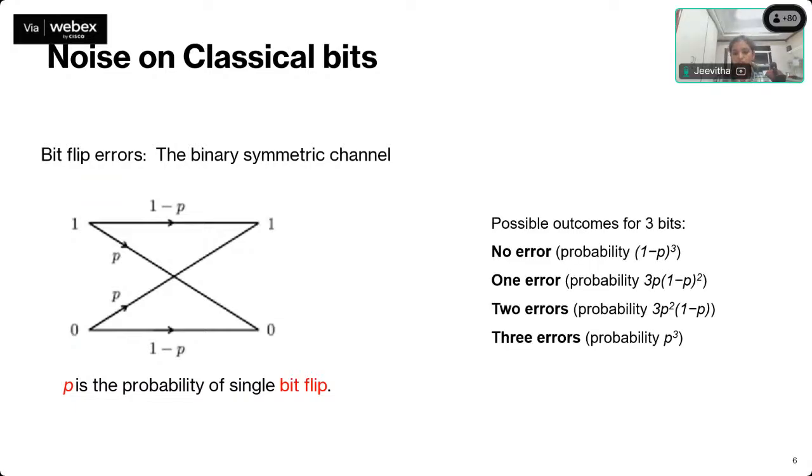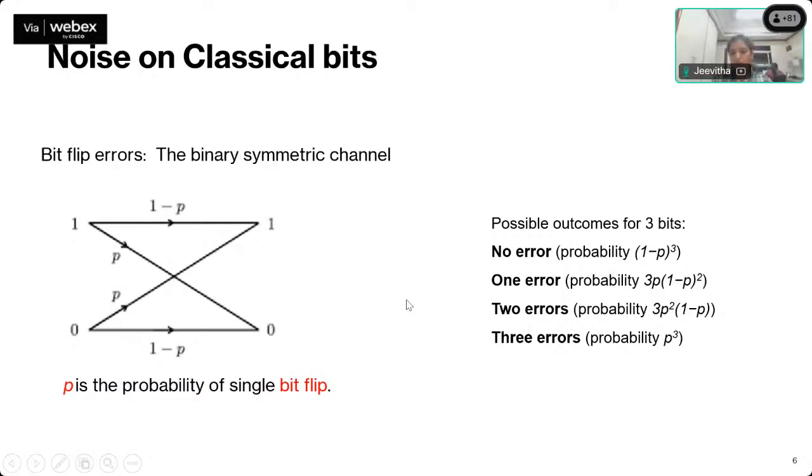Now let's see the possible outcomes, the probabilities of different types of errors. First, the probability that no error has occurred in any of the 3 bits. We are currently looking at the 3-bit code, where we have copied 1 bit to 3. So in all 3 bits, the error hasn't occurred. The probability of that is (1 minus P) the whole cube. We know that the probability of the state remaining in the same state is 1 minus P. We have 3 bits, so we have just multiplied 3 times.